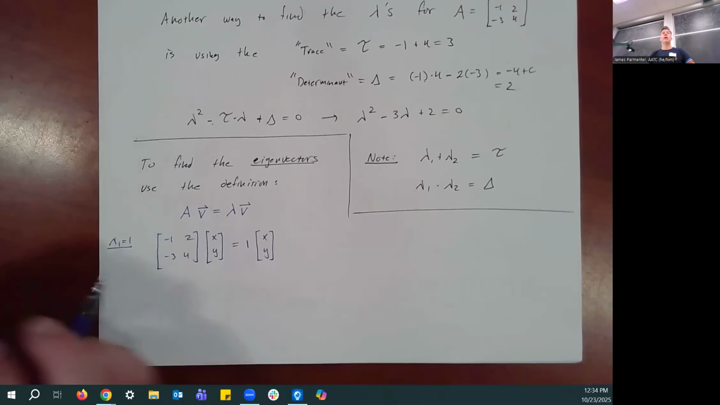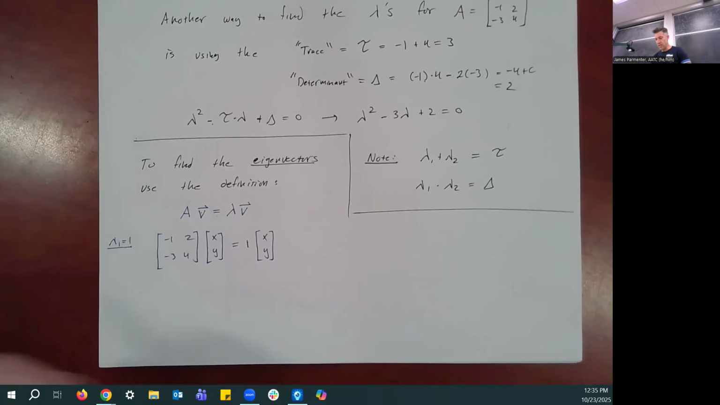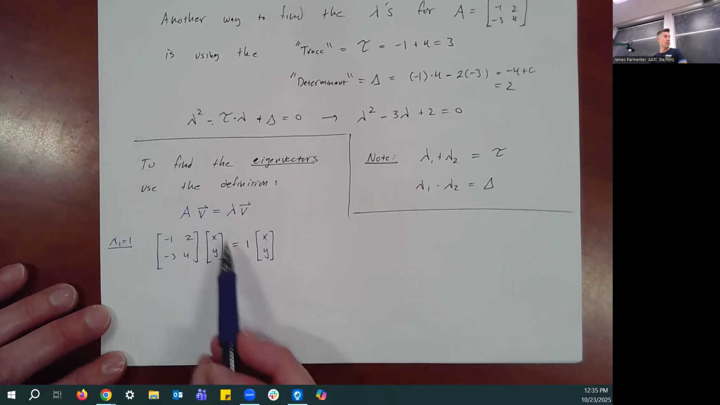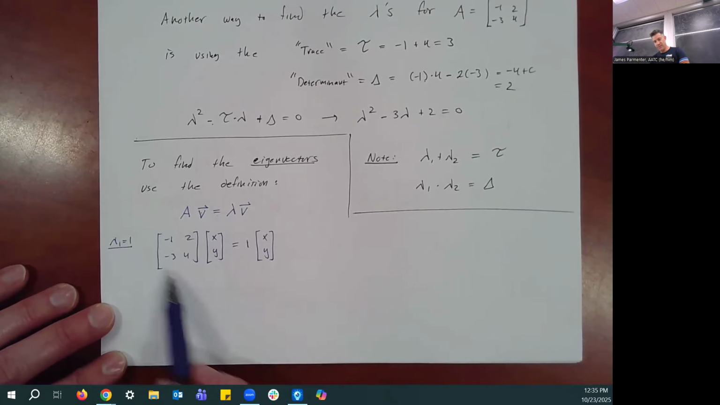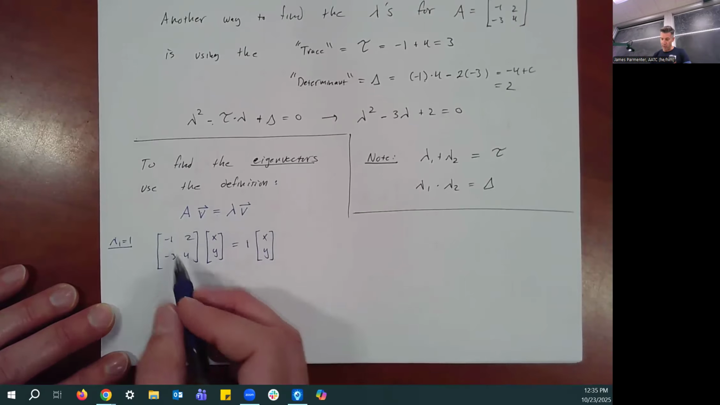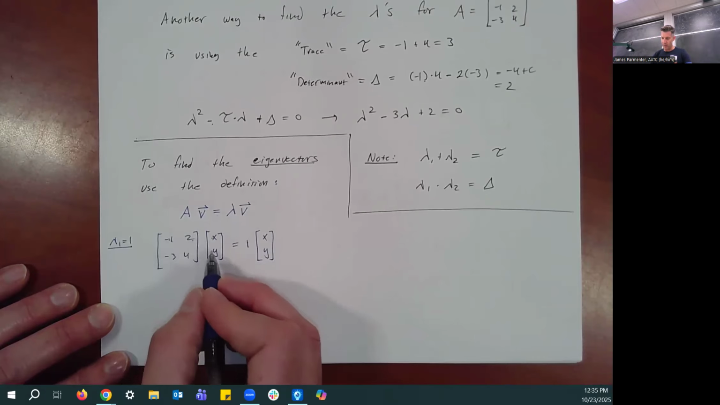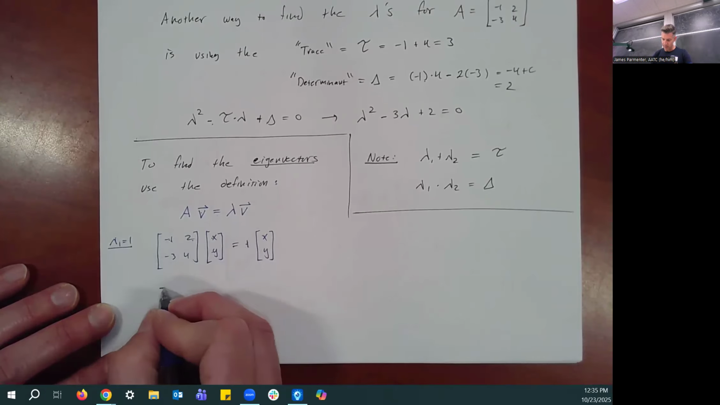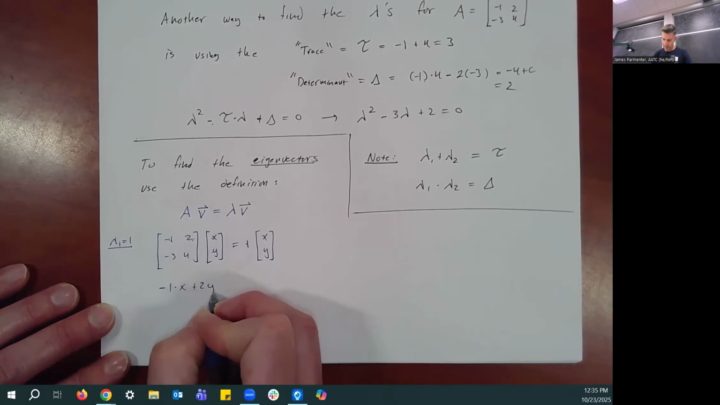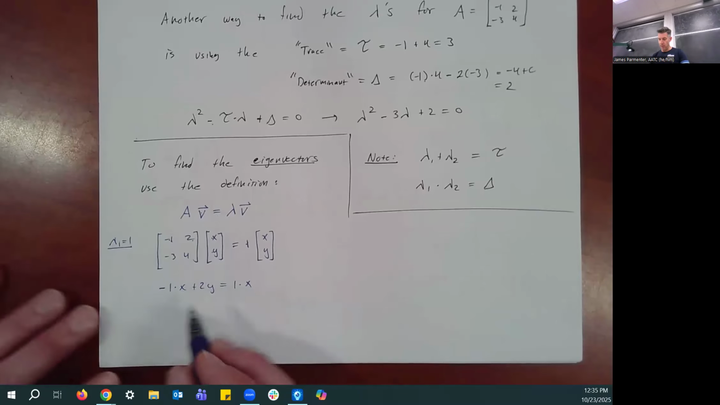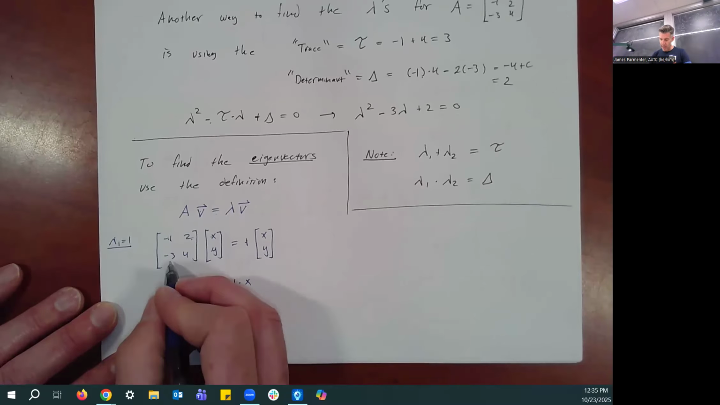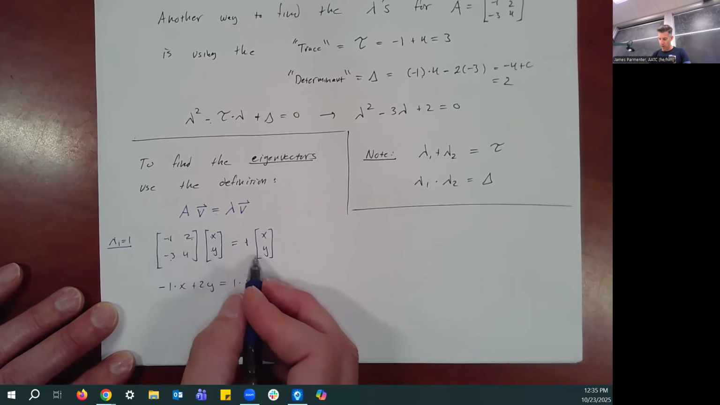All right, here's how this usually plays out. This equation is really two equations in one. The first equation is negative 1 times x plus 2 times y equals 1 times x. And what I really want to say is you almost only ever need one of the equations to find the eigenvector. I'm going to write down the other equation so you can see it, but we don't really need it. The other equation is negative 3 times x plus 4 times y equals 1 times y.